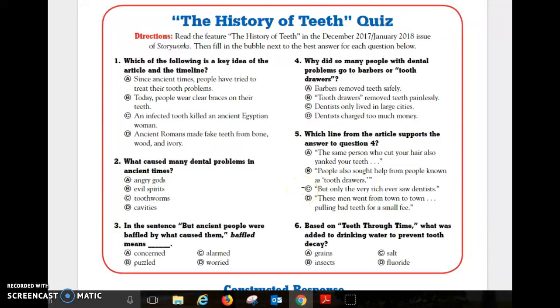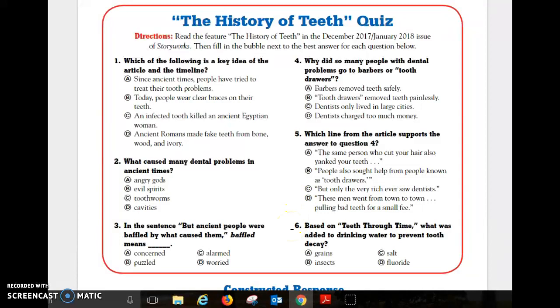C. But only the very rich ever saw dentists. D. These men went from town to town pulling bad teeth for a small fee. Which line from the article supports the answer to question 4?